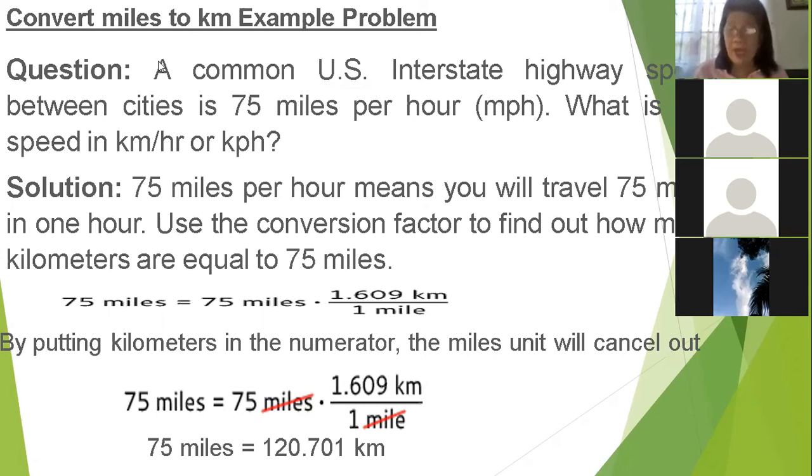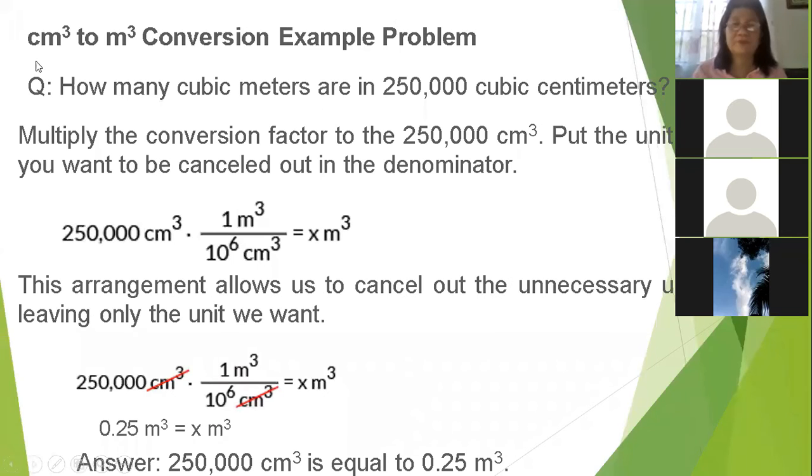That is how to convert miles to kilometers. Another example: how are we going to convert volume, cubic centimeter to cubic meter? Here is the question: how many cubic meters are in 250,000 cubic centimeters?